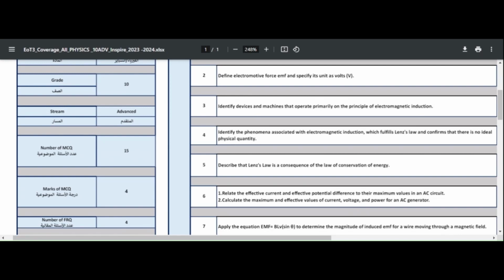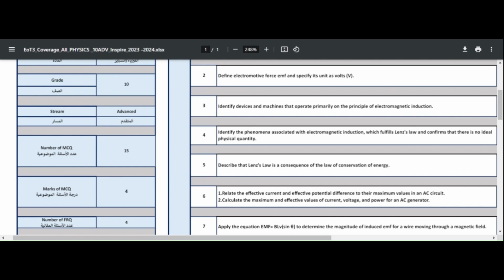In this one, you define electromotive force (EMF) and specify its unit as volts. So remember, electromotive force is not a force. It is only called a force, but it is not a force. It is the potential difference or the voltage which is induced whenever a conductor is moving through a magnetic field.